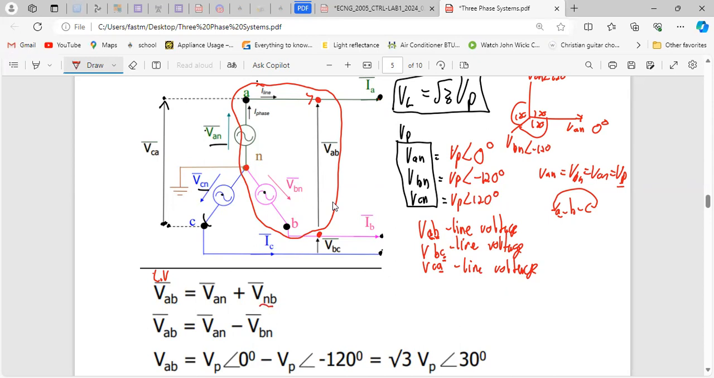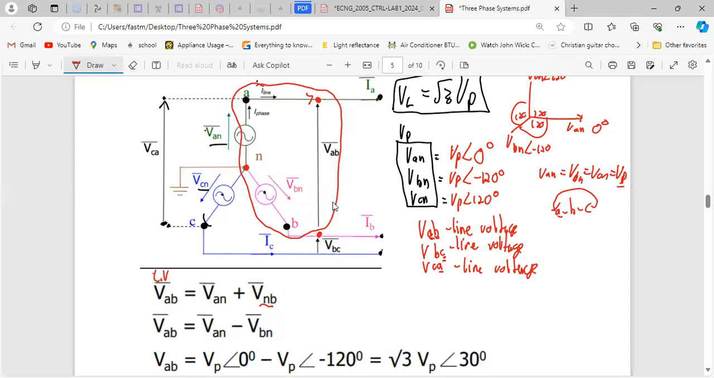Where does VNB come from? Remember, we are going up, so VAN is already in the direction that I'm going. But you see that VBN is in the opposite direction, so all you have to do is flip it. If you flip it, you get VNB. That's all it is. Mathematically, it's just minus VBN. If something is going in the opposite direction, you just flip it.